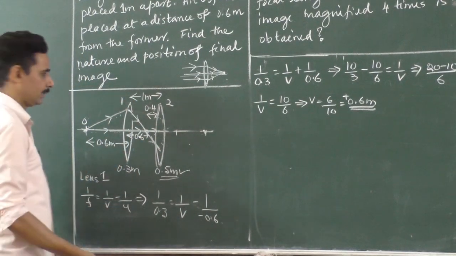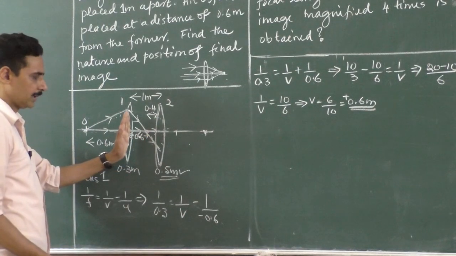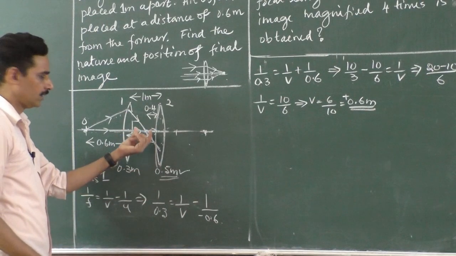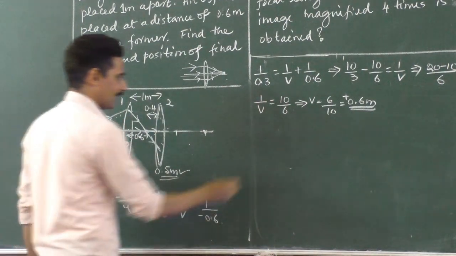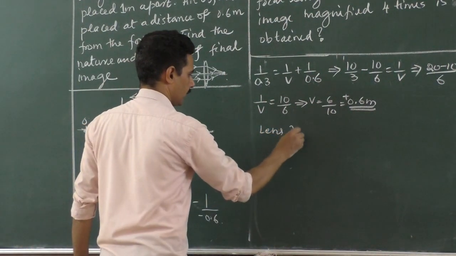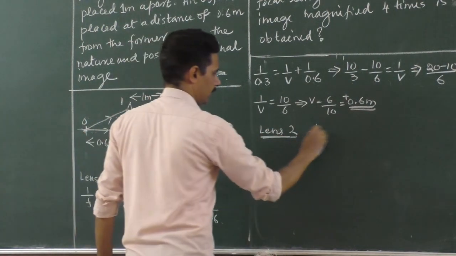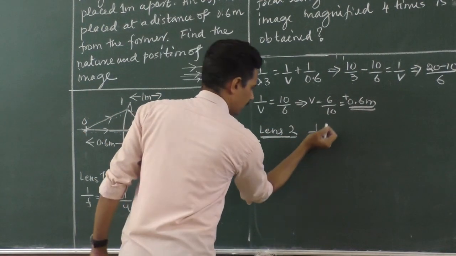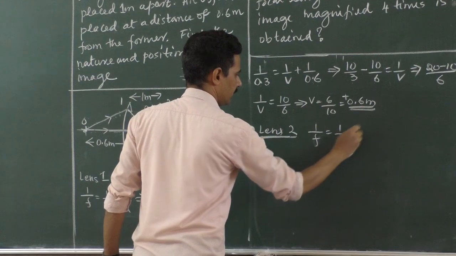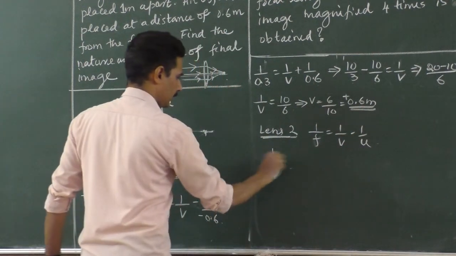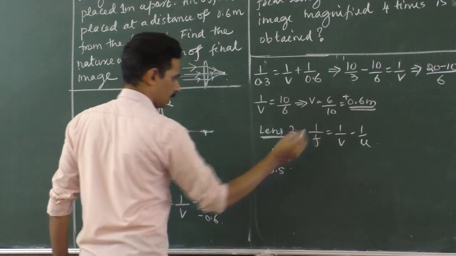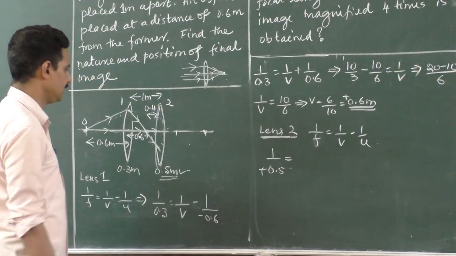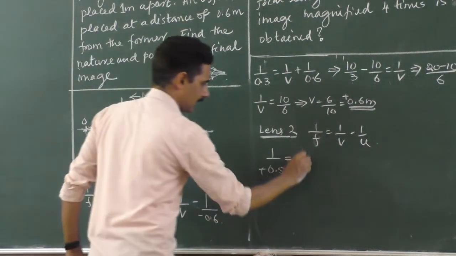So where will be the final image? Of course it should come to this side, because you know that 0.4 is within 0.5, within the focus, virtual image, simple microscope. So for the second lens, for lens 2 now, same formula: 1 by F is equal to 1 by V minus 1 by U. For the convex lens, focal length is positive, no doubt, is equal to 1 by V, image distance, don't know, you should get it as negative now.